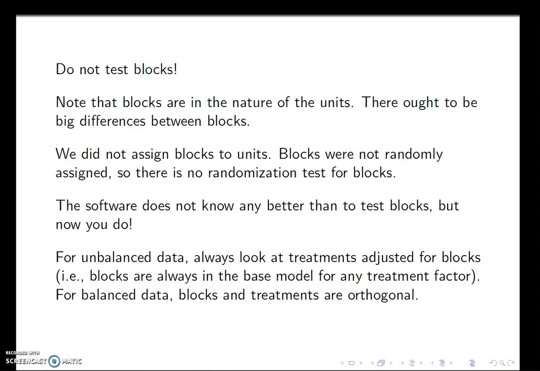However, for unbalanced data, you look at your treatments where they're adjusted for blocks. The blocks are always in the base model for any treatment factor, of course. And for balanced data, you don't need to worry about this, though. You don't have to have any adjustment for the treatments because the blocking factor and your treatment factor are going to be orthogonal in that case.